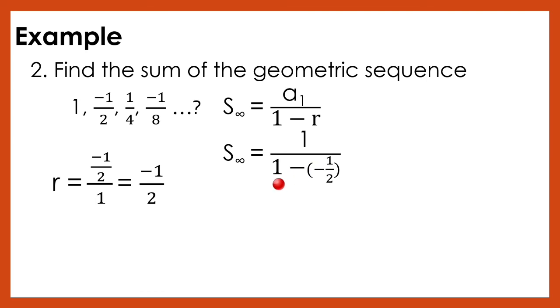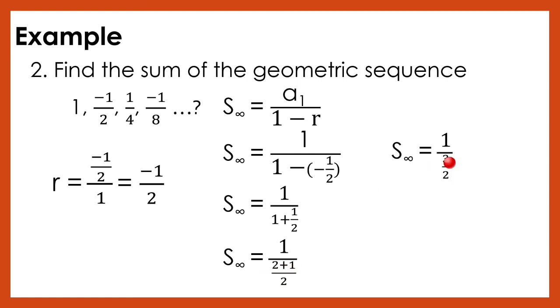So, we have 1 over 1 minus negative 1 half. 1 minus negative 1 half is equal to 1 plus 1 half. Paano nangyari yon? Negative times negative 1 half is equal to positive 1 half. Then let's add 1 and 1 half. So, we have 2 times 1 is 2 plus 1 all over 2. Then, 3 over 2. Since meron tayong denominator na fraction, kukunin natin ang kanyang reciprocal. So, we have 1 times the reciprocal of 3 over 2, which is 2 over 3. 1 times 2/3 is equal to 2/3.